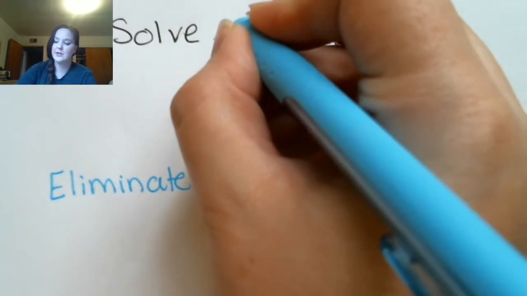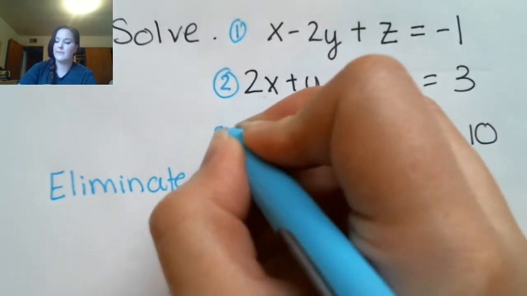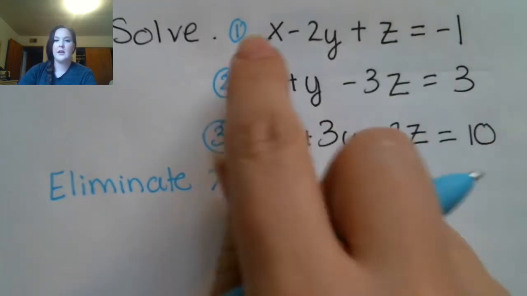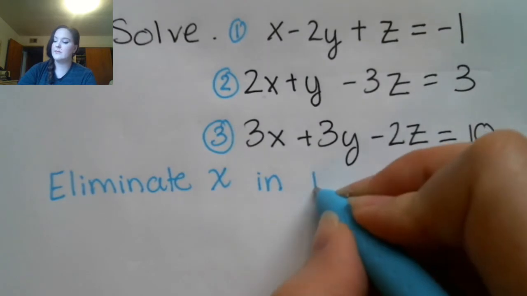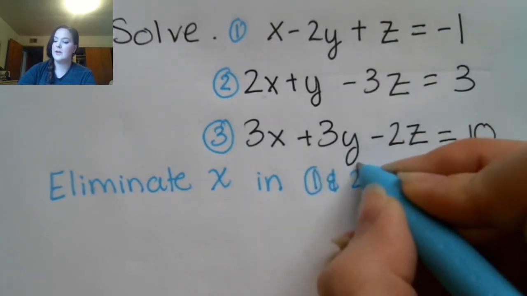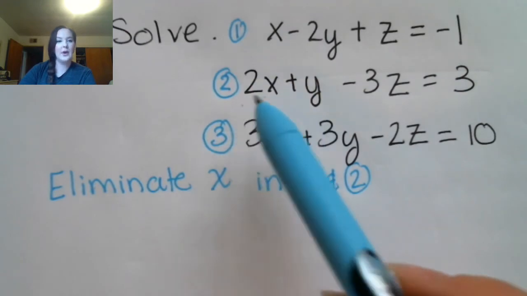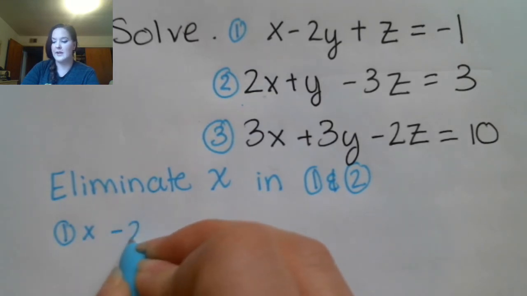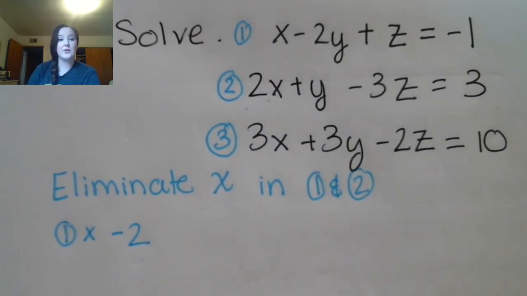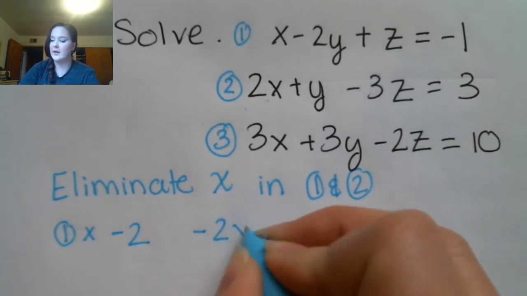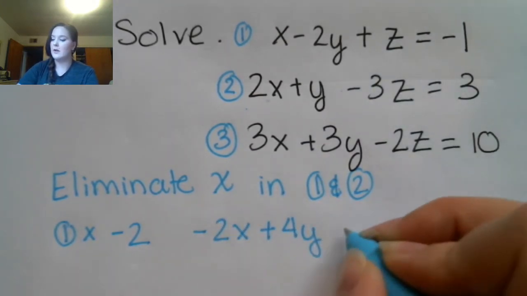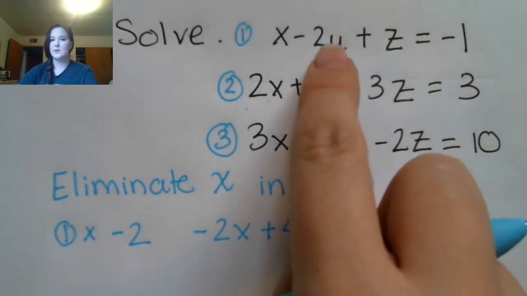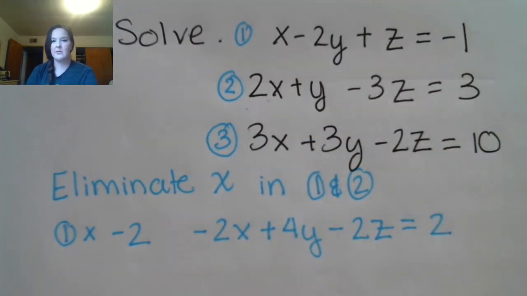So I'm going to number my equations really quick. If I want to eliminate x, I'm going to just pick the first two equations. So I'm going to use equations 1 and 2, and I'm going to eliminate x. I'm going to take my first equation and multiply it by -2, just like you do in combinations. So I'll get -2x plus 4y -2z equals 2. I'm just multiplying the entire first equation by -2.